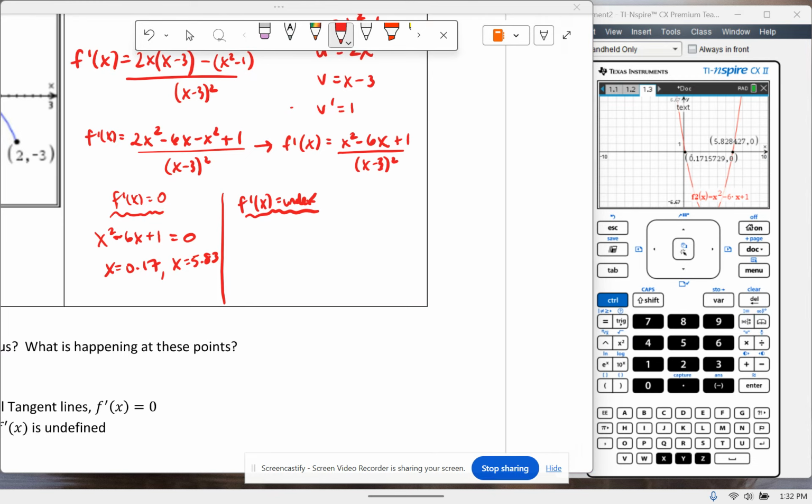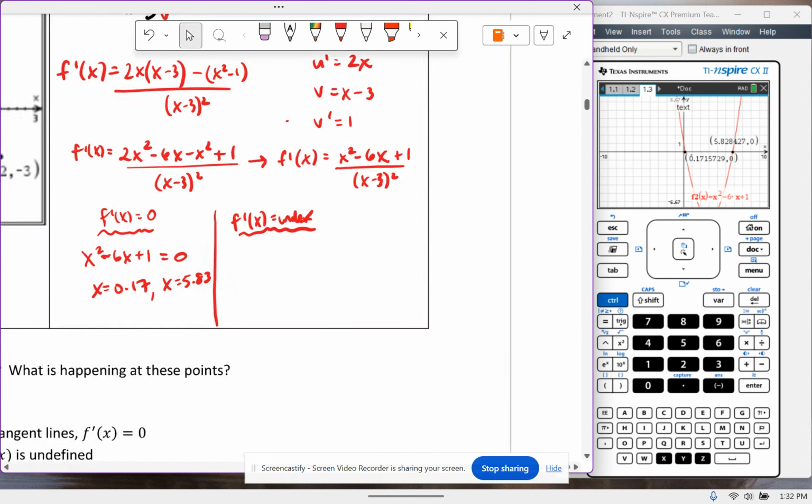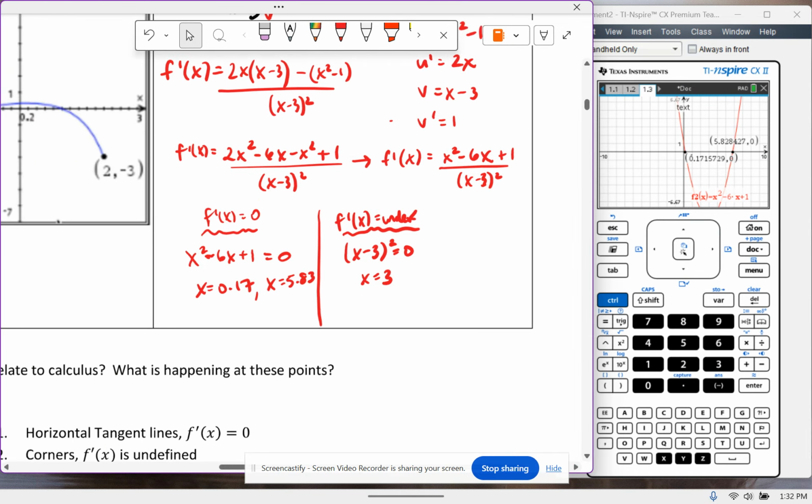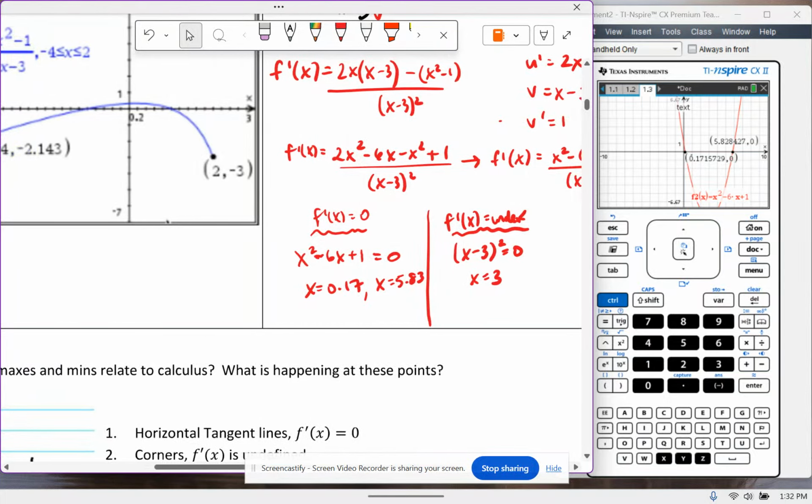Okay, yay. So where's this guy undefined? What should we do? Set the denominator equal to 0, right? Yeah. Square root both sides, x equals 3 is where we are undefined, okay? So these are all possible locations of critical points.